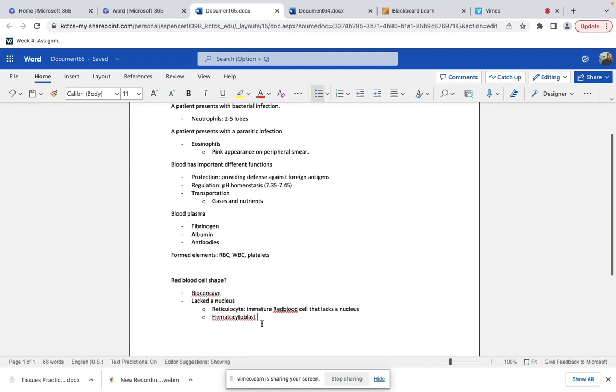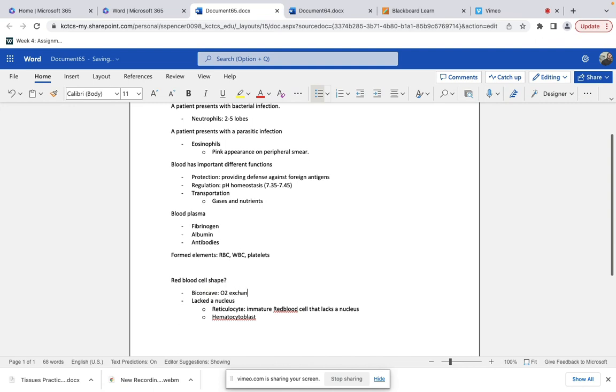So we've gone over the different functions of blood: protection, regulation, transportation. We talked about blood plasma containing the different proteins, fibrinogen, albumin, as well as antibodies, and then the formed elements being the actual whole portion, whether it be the red blood cell, the white blood cell, and the platelet. We said the red blood cell had a unique shape. It was biconcave, and we said that was important for, do you guys know?